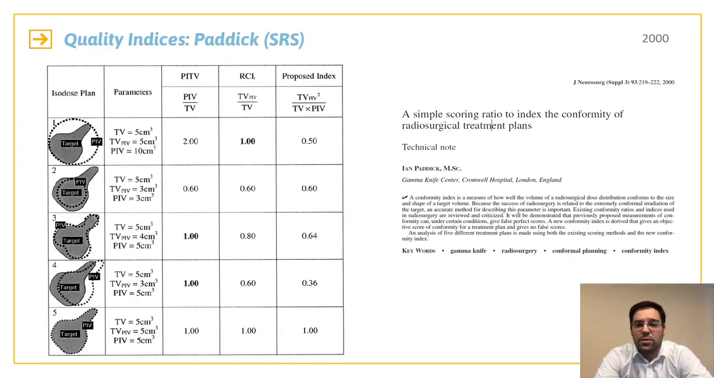Then, in 2000, Paddick proposed the same index for SRS, and we can see the advantage of using it, because we obtain the perfect value only when the isodose adapts perfectly to the target. In the fourth column, we can see the value of 1, and when we shift an isodose, we have a low index, and the other examples as well.